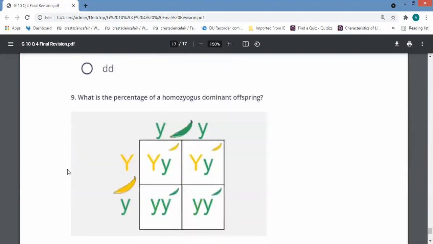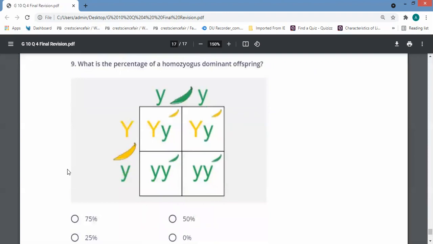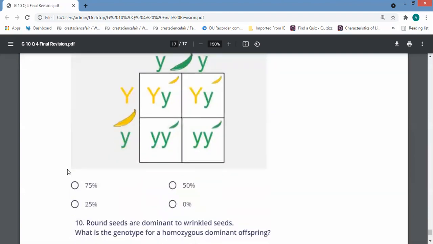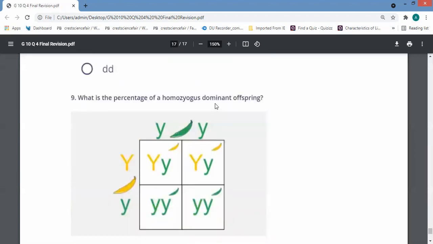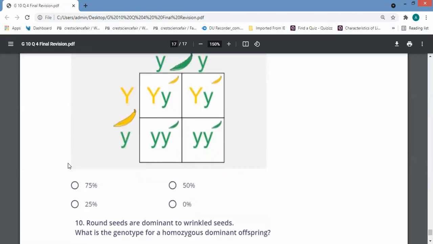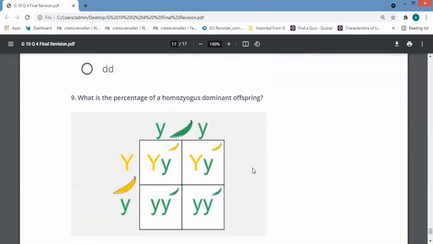What is the percentage of homozygous dominant offspring from this Punnett square? 75%, 50, 25, 0. 0%. Sure. Anyone have another answer? Yes, 0 because no one is homozygous. So you have the same answer. Okay, both of you are right. Excellent, 0 because there is no homozygous dominant.